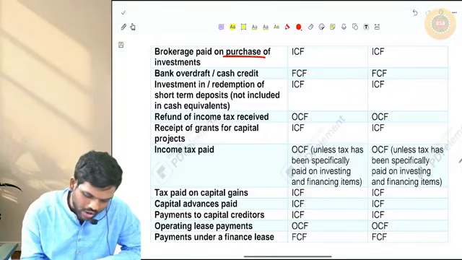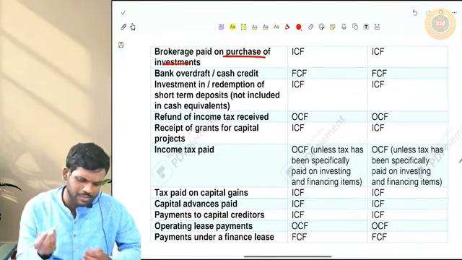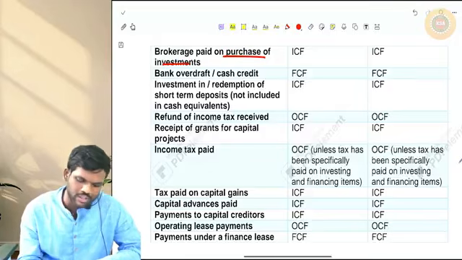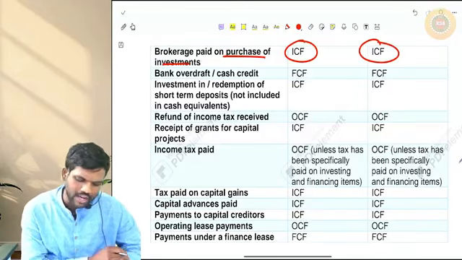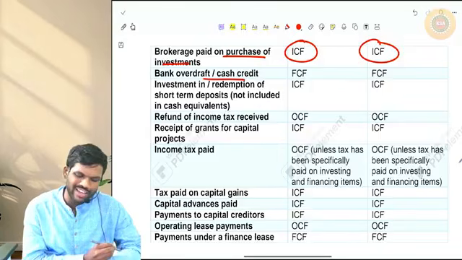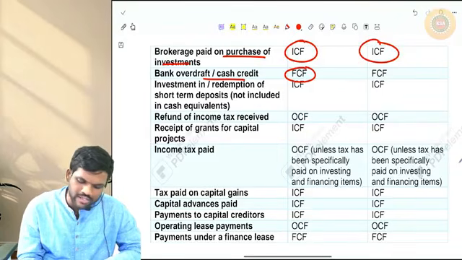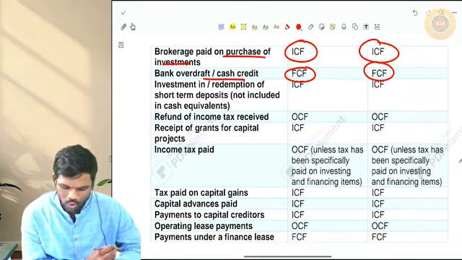Brokerage paid on purchase of investments. Purchase of investments itself is investing cash flow. So any brokerage that you pay on that will also be a part of investing cash flow. Bank overdraft or cash credit will be a part of financing cash flow because these are loans.